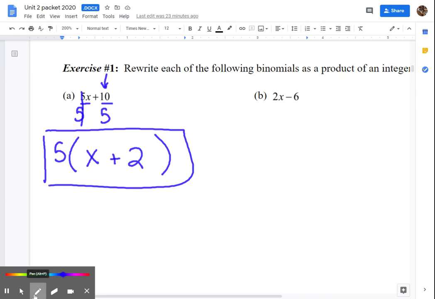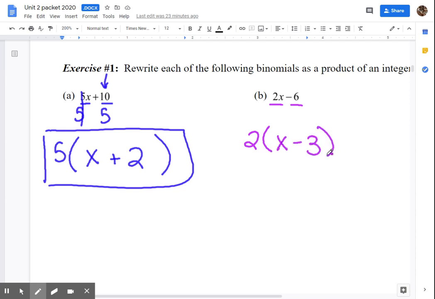Now, if you'd like to, you can pause this and try some problems on your own. Here we have 2x minus 6. We can take a 2 out of both terms, and you're left with x minus 3. Now, you don't have to show divide by 2. If it helps, do it. If not, then don't. Do what works for you for this section. Let's move over.